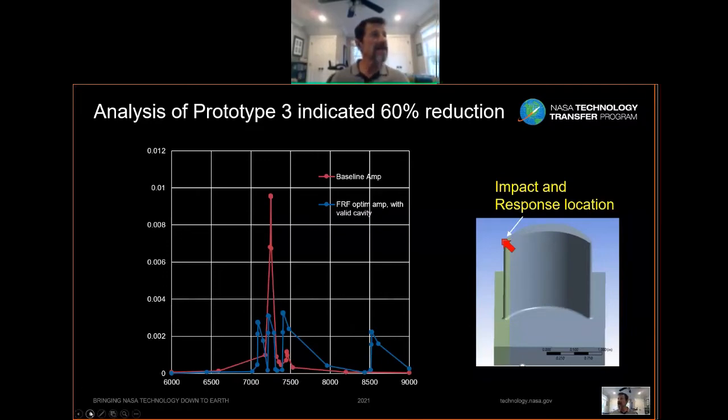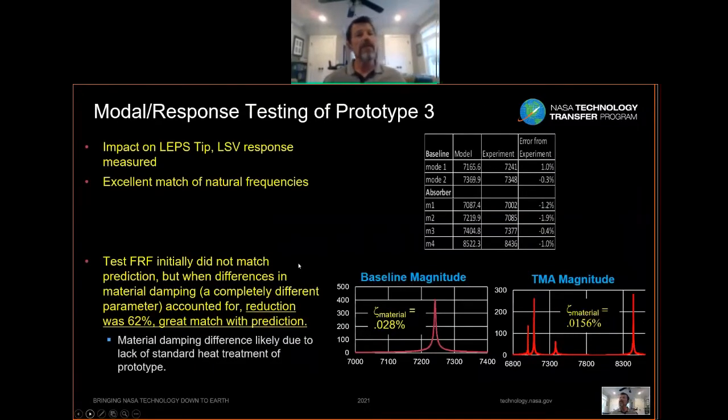So this was analysis. So then how did this work in test? And this would be for prototype 3. Well, the first thing in the test was, and again, I impacted on the leading edge pressure side tip, and I measured the response with a laser scanning vibrometer, and I got the modes. So between my model and the experiment, there was very, very good agreement on the natural frequencies. And since the natural frequencies are key here, that's really important to get a good agreement. So the agreement was always within 2%.